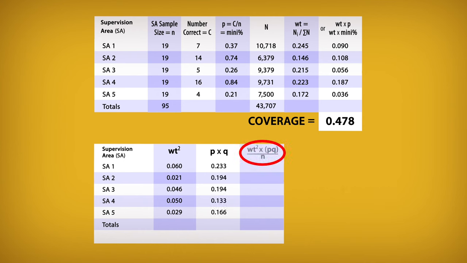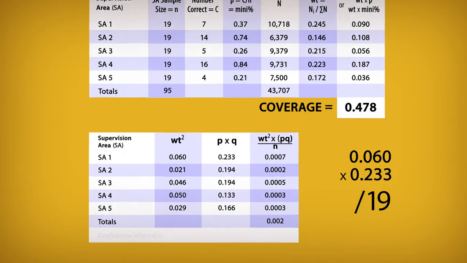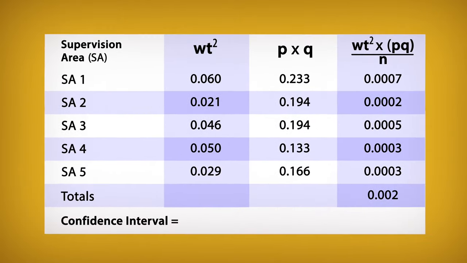The next column uses this little formula here. We multiply together the results from the last two columns and divide this total by N, the sample size. We've seen this is 19. The resulting numbers will be extremely small, so you'll need to use up to 4 decimal places. Add all these figures together and record the total at the bottom. Finally, we use this formula for calculating a confidence interval.